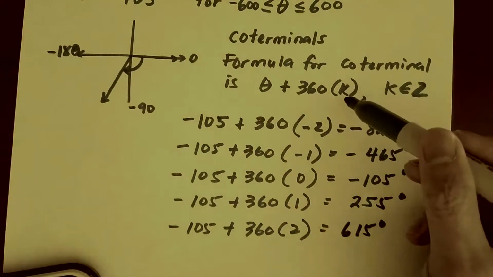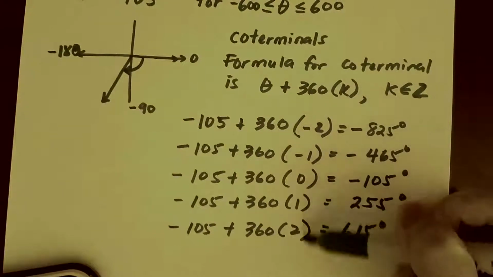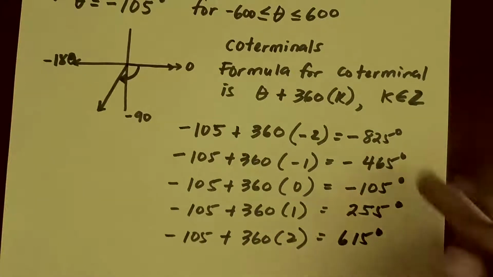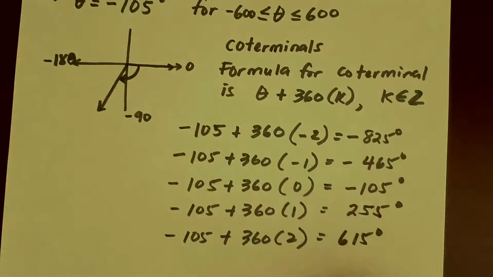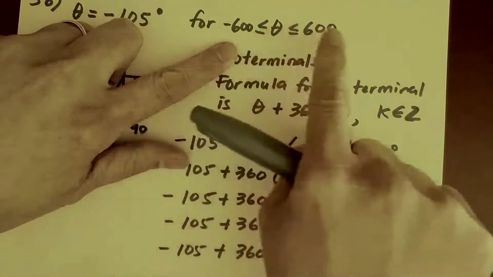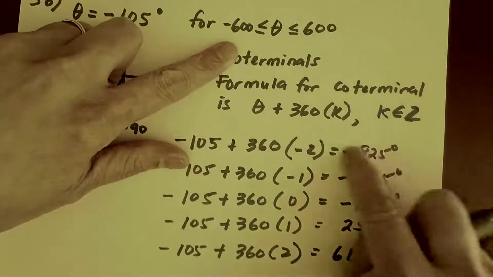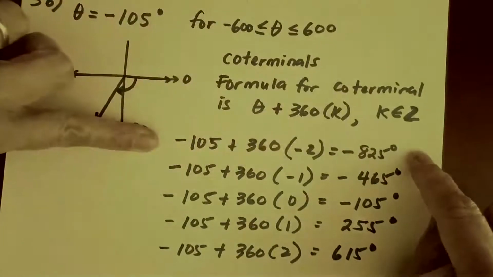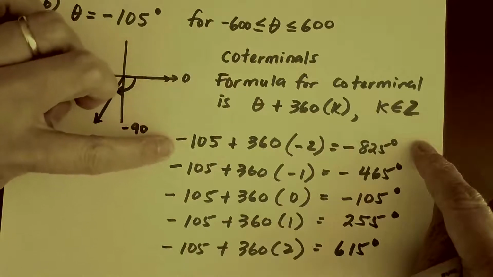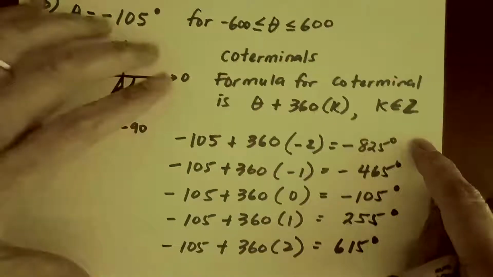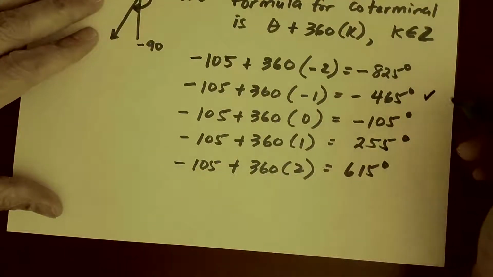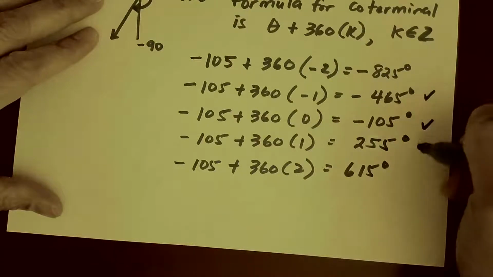K are the integers that I've tried: negative 2, negative 1, 0, 1, 2. Now, all of these are coterminals, but because our theta is between negative 600 and positive 600, we have to cross this one off. This is not going to be part of our solution. It's the right coterminal, but it's not within our domain. So the only coterminals within the domain are negative 465, negative 105, and 255.